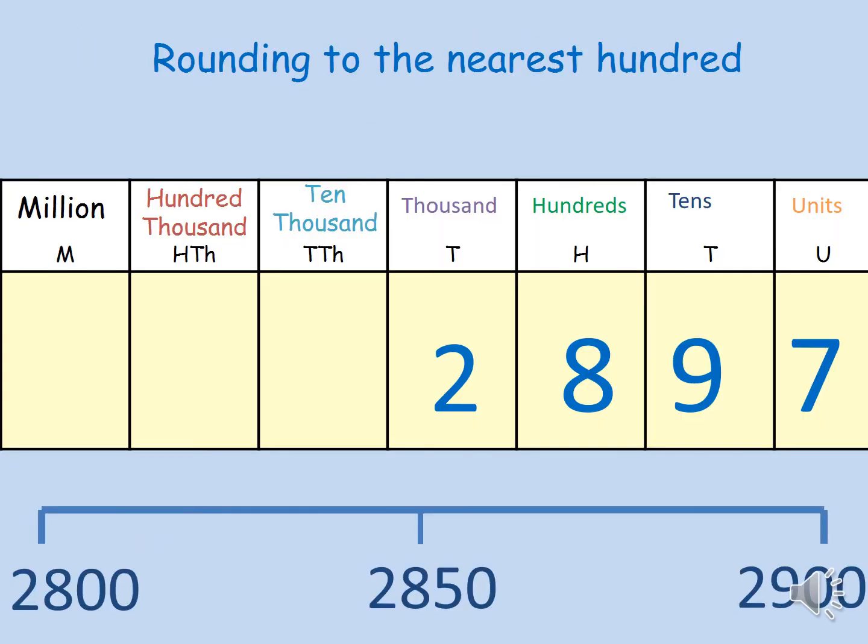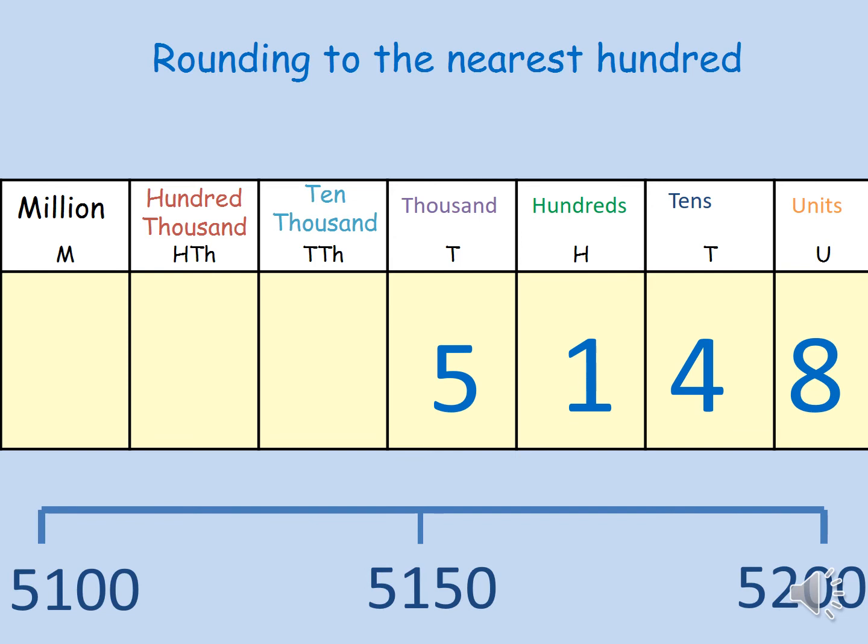Let's look at this. Rounding to the nearest 100, we've got 2,897. We know that this number sits between 2,800 and the next 100, 2,900. We're looking at the tens column, so we've got a 9. So in this case, we're rounding to 2,900.